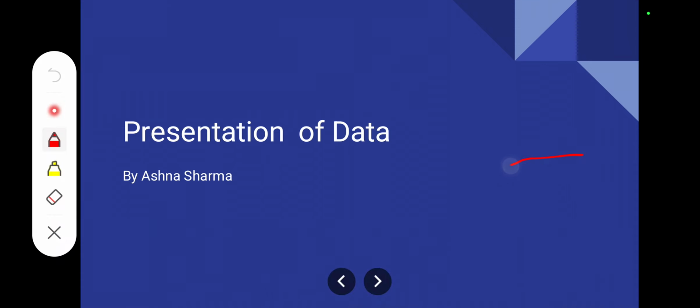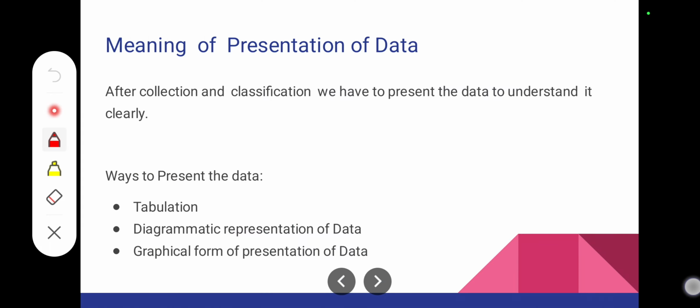So before covering the presentation of data, we should understand why we have the requirement of presentation of data. We have to present data in order to understand our collected and raw data in a more simple form so that we can use our statistical formulas on that data and we can find out the result from that data.